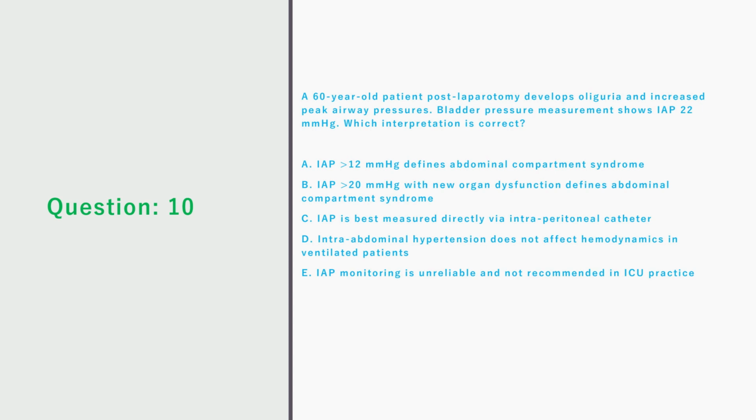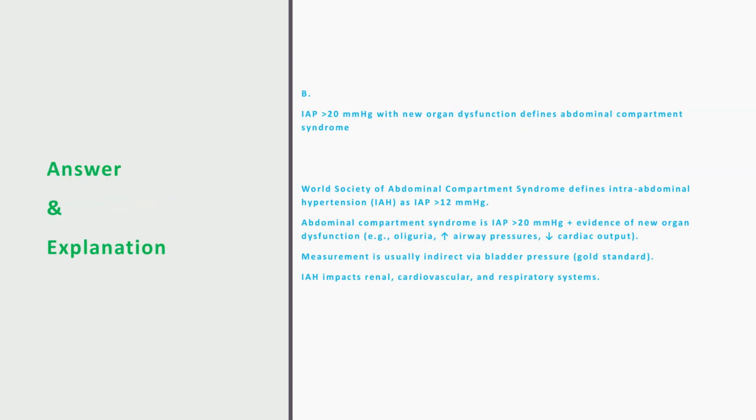B. IAP greater than 20 millimeters of mercury with new organ dysfunction defines abdominal compartment syndrome. C. IAP is best measured directly via intraperitoneal catheter. D. Intra-abdominal hypertension does not affect hemodynamics in ventilated patients. E. IAP monitoring is unreliable and not recommended in ICU practice. Correct answer is B. IAP greater than 20 millimeters of mercury with new organ dysfunction defines abdominal compartment syndrome.